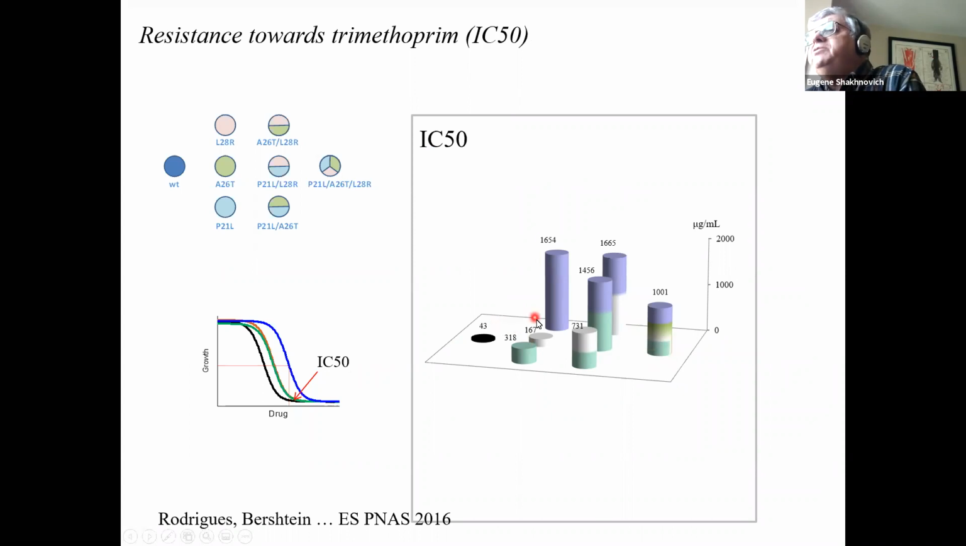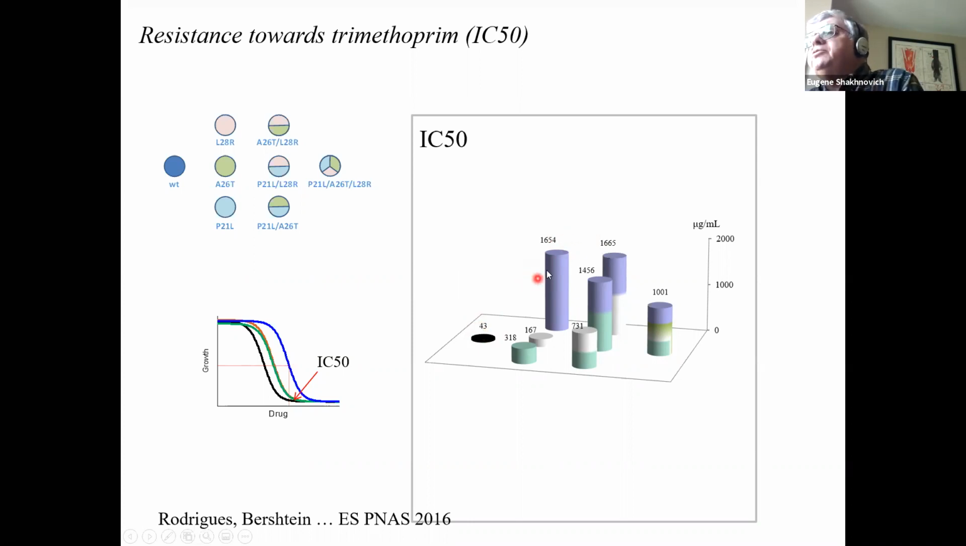And these IC50s are the degree of resistance to antibiotic, which are shown for different variants. The most resistant variant is a single mutant, L28R. Again, this is the concentration of trimethoprim which is required to drop growth by half. This is the definition of IC50. And so the greater the IC50 is, the more resistant the strain is. And so these are the numbers. And wild type IC50 is much, much smaller, meaning that it is not resistant.